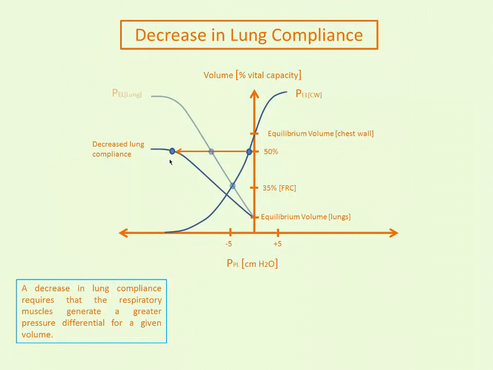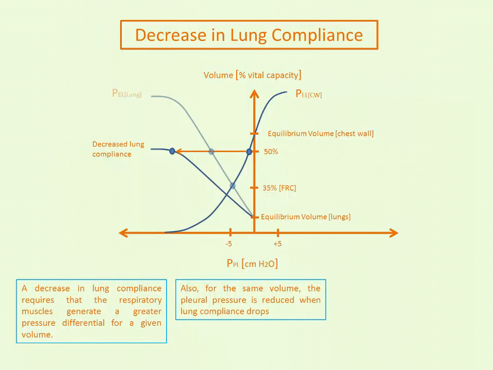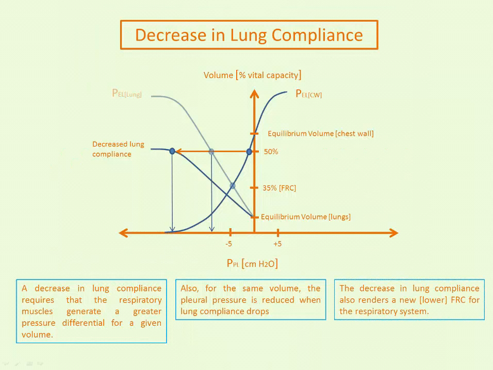But you've also lowered the absolute pleural pressure that must be generated to affect this volume. That is graphically illustrated by comparing the point at the same volume, the pleural pressure that must be generated with a lower lung compliance versus a normal lung compliance. So a lower pleural pressure must be generated. One last point is that the decrement in lung compliance tends to also favor a new lower functional residual capacity, and that's demonstrated by that point there.